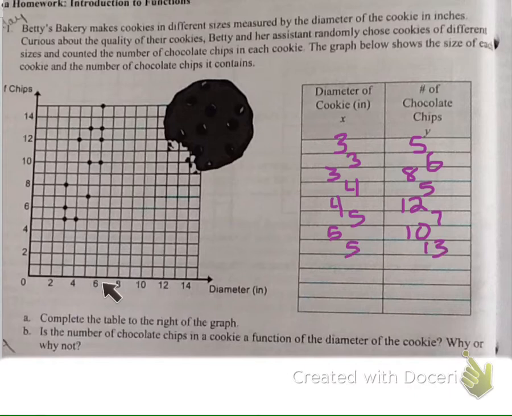Okay, now diameter of 6, it looks like there's 4 of them that had a diameter of 6. So I'm going to go ahead and fill those in. And then there was 10 and 12, 13, and 15. So make sure that your table is correct. If it's not, then make sure you correct it.